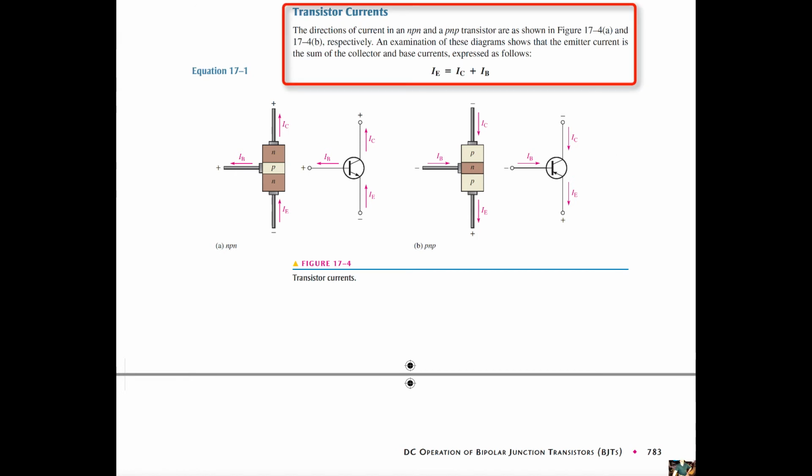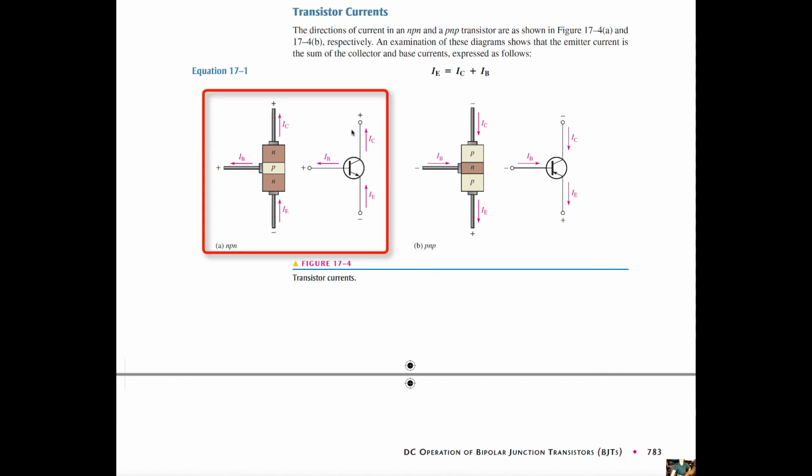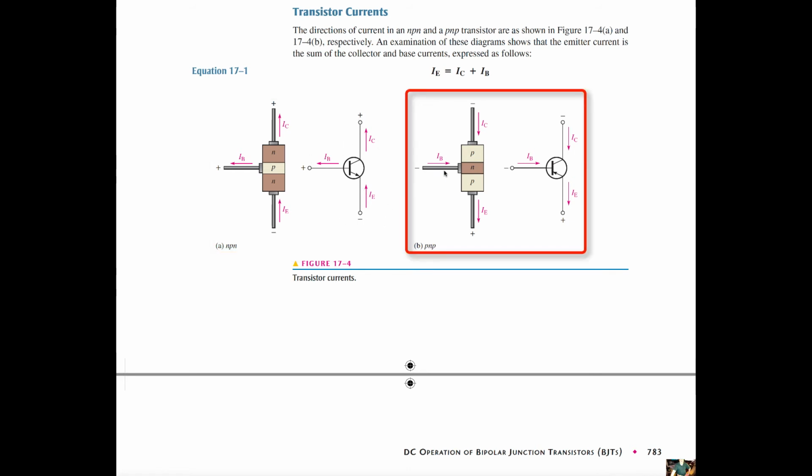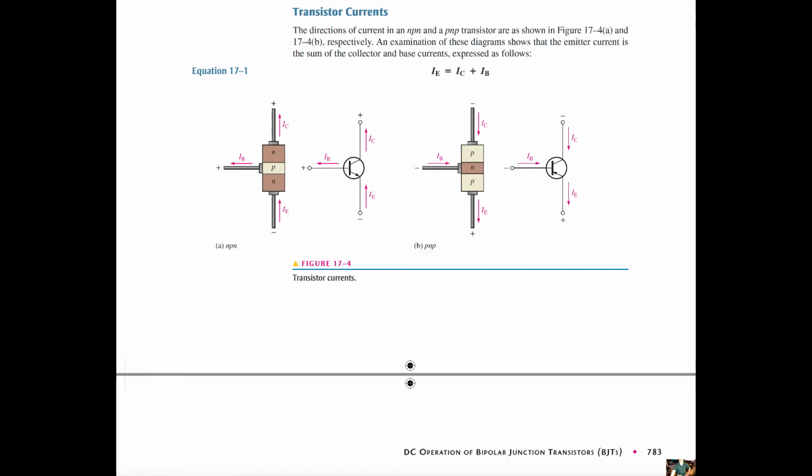Transistor currents then, the directions of current in an NPN and a PNP transistor are shown. An examination of these diagrams shows that the emitter current is the sum of the collector and the base currents and is expressed mathematically as emitter current equals collector current plus base current. Okay, and we can see in the diagram here how that is shown diagrammatically as well as the schematic symbol.